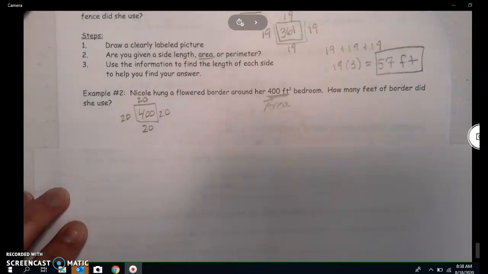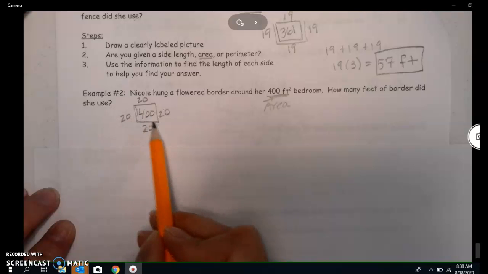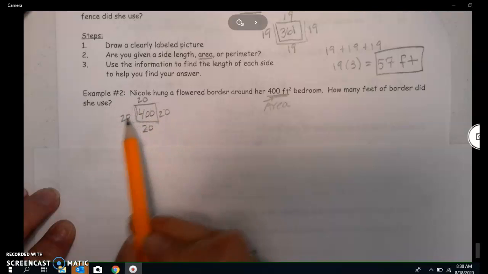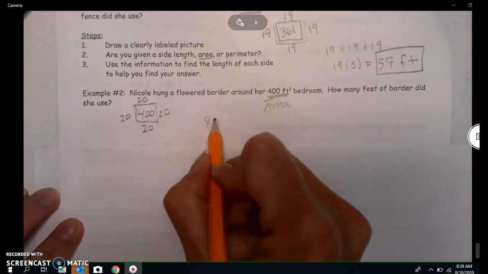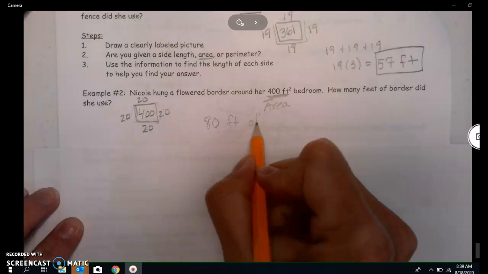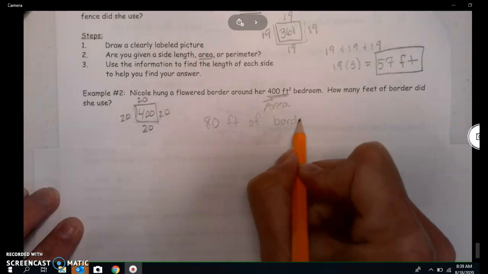So let's see, did they ask for the side length? Nope. They said how many feet of border did she use? Well, let's see, if she's putting flowers from here, here, here, and here, they're really asking for the perimeter. So if we go around and add up all the sides, 20, 20, 20, 20, we can see that she used 80 feet. So 80 feet of border.